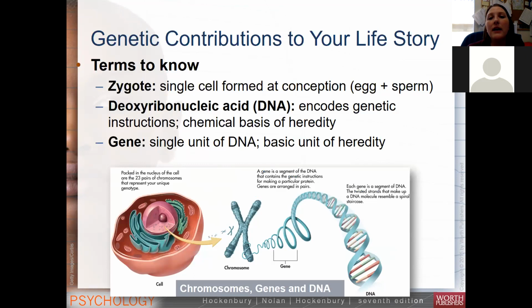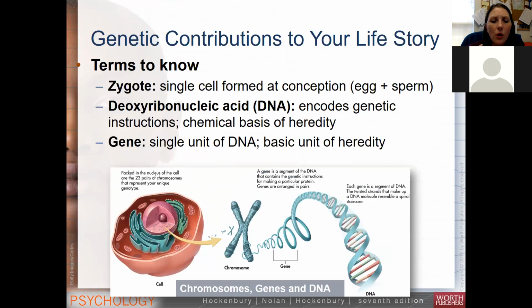So a zygote, this is that single cell that's formed when the egg and the sperm unite. That zygote has chromosomes from your mother and chromosomes from your father. The chromosomes from your mother's egg and your father's sperm each contribute 23 chromosomes, so you're going to have a set of 23 chromosome pairs. And that set is going to represent your genetic makeup. DNA is really the chemical basis of heredity. That's going to be encoding all of the genetic instructions for every single cell in your body.